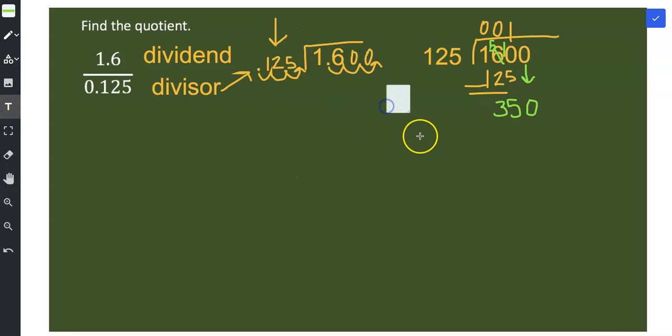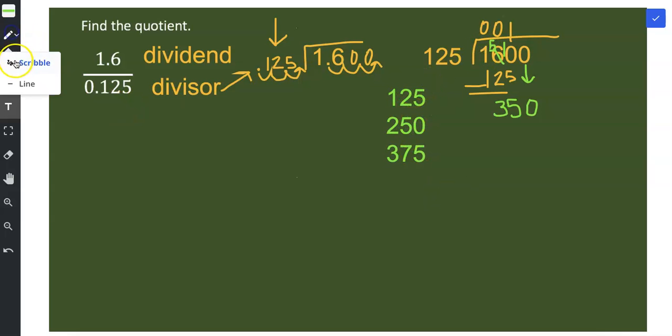Well, let's really quickly write some multiples of 125. So 125 is 125. 2 of them would be 250. 250, let's think, plus 100 would be 350. Plus another 25 would bring us to 375. And that's already too much. That's over 350. So 2 would be what we would use.